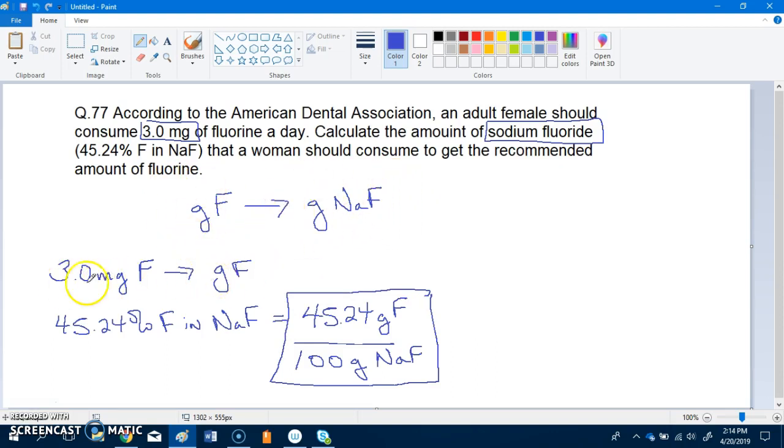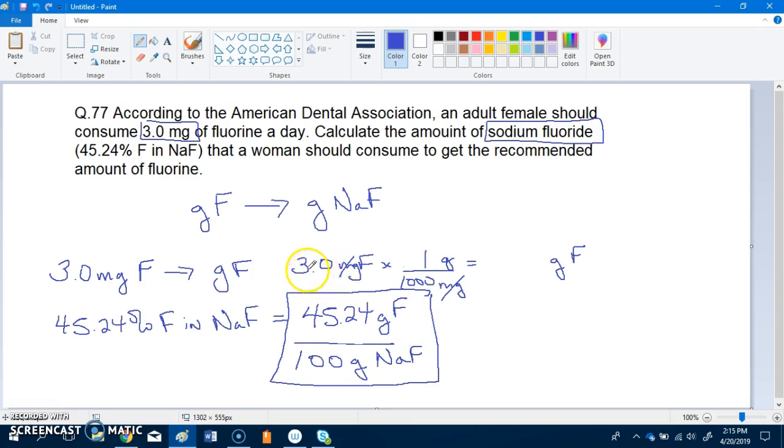So that is a conversion factor that we are going to use when we do our conversion up here. But before we can do that, we have to change milligrams to grams. So if we have 3.0 milligrams of fluorine and we want to change that into grams of fluorine, we're going to multiply by the conversion factor. We're going to put milligrams on the bottom, grams on the top. The grams are what we're looking for, so the milligrams will cancel out. And we know there's 1,000 milligrams in 1 gram.